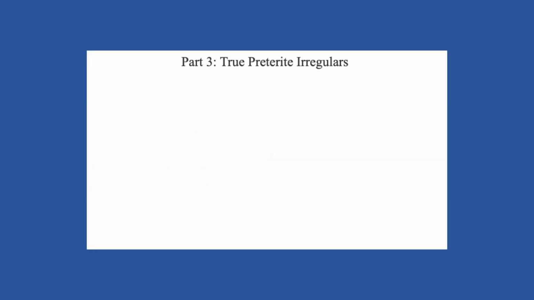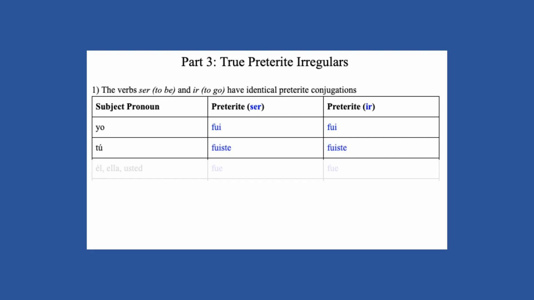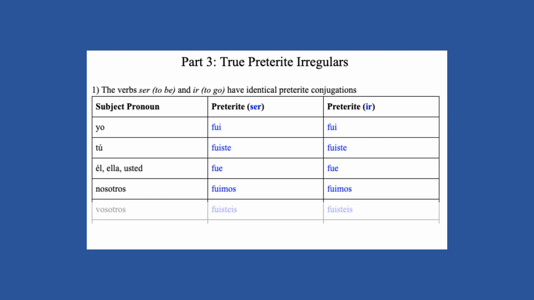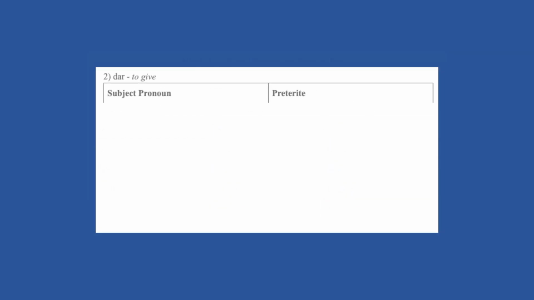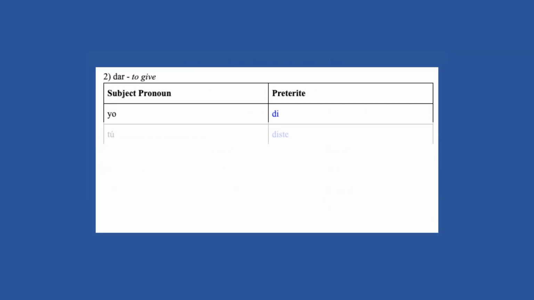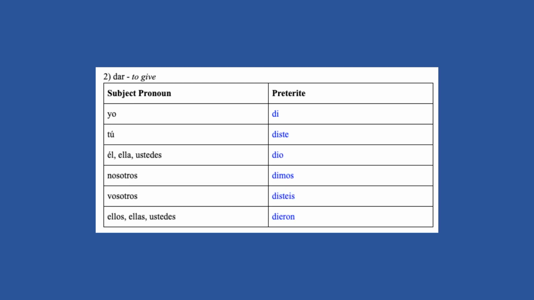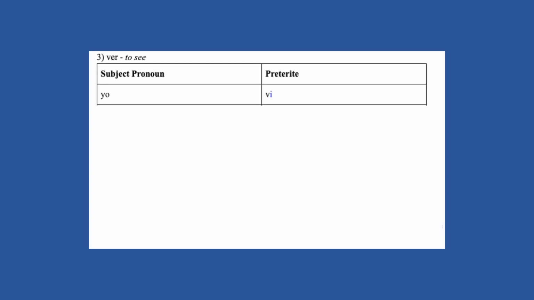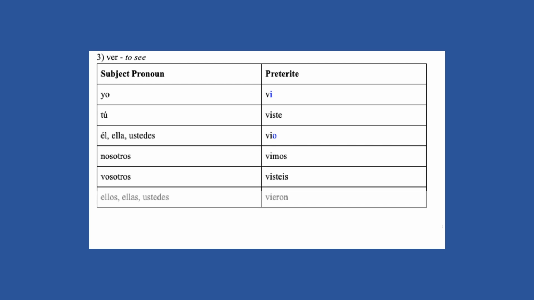And true irregulars under the preterite. The verbs ser and ir have identical preterite conjugations, despite being two different verbs. Fui, fuiste, fue, fuimos, fuisteis, fueron. Preterite conjugations for dar. Di, diste, dio, dimos, disteis, dieron. Preterite conjugations for ver. Vi, viste, vio, vimos, visteis, vieron.